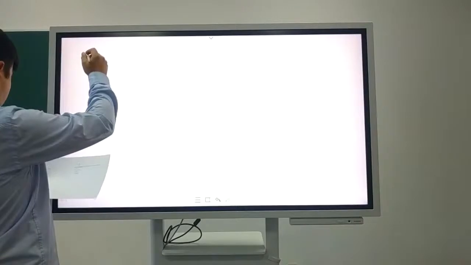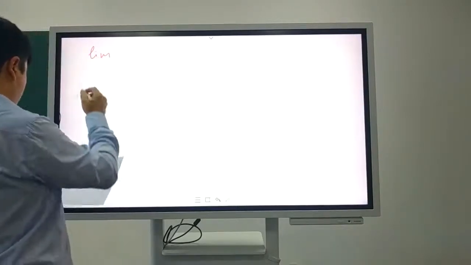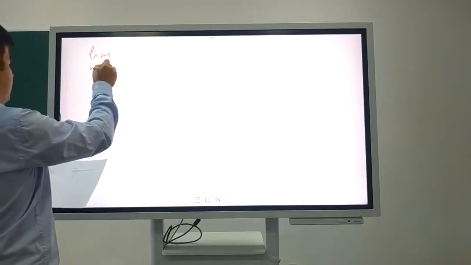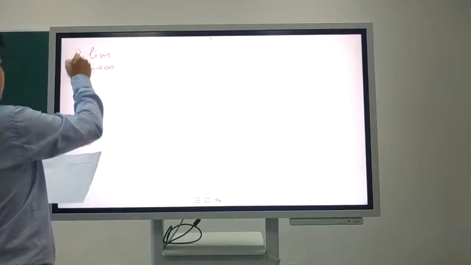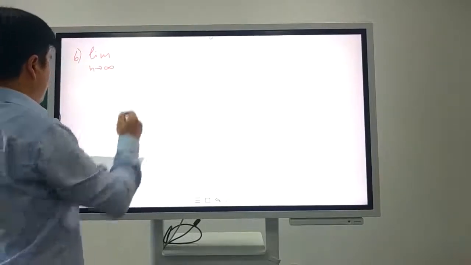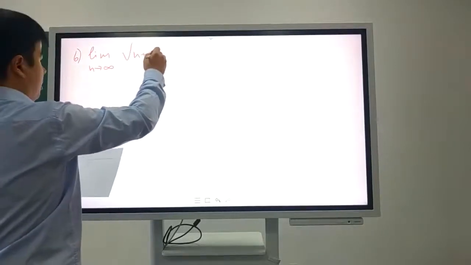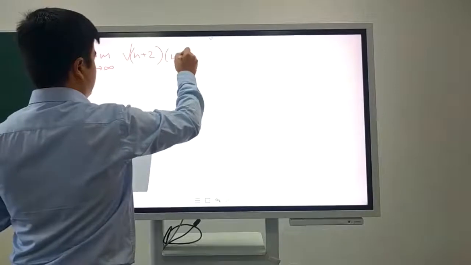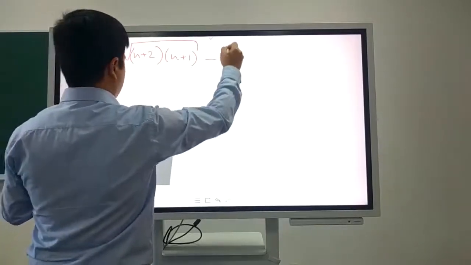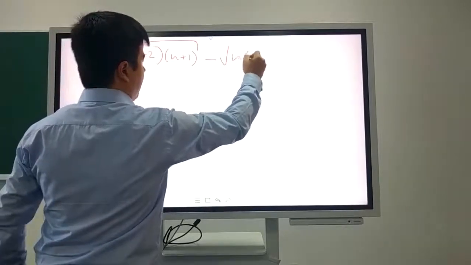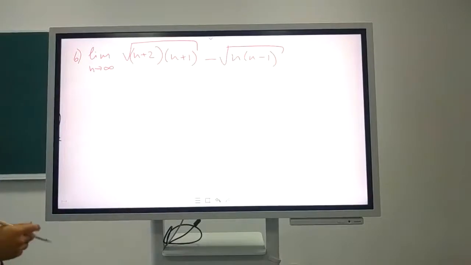Let's calculate this next limit. Limit n tends to infinity. This is number 6, I think. So the square root of n plus 2, n plus 1, minus the square root of n minus 1. So let's calculate this limit.